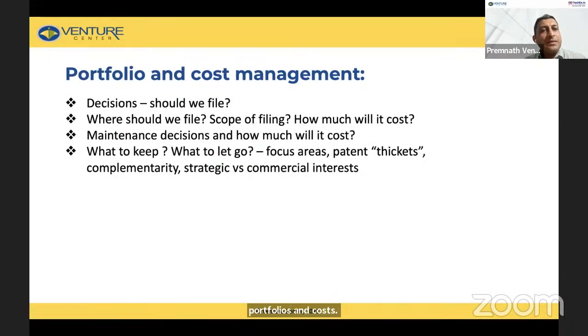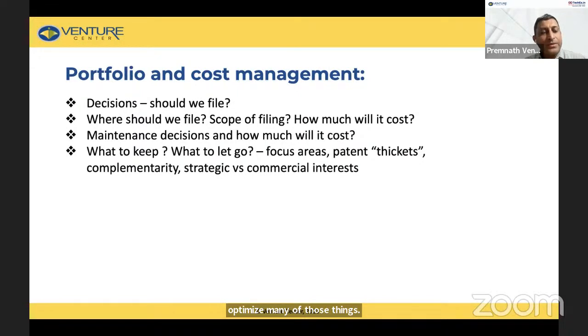One is decisions on should we file, first of all. Next, where should we file, the scope of filing, how much will it cost. Cost can depend also on the number of claims that you have and so on and so forth. So you can optimize many of those things. Maintenance decisions and how much will it cost.